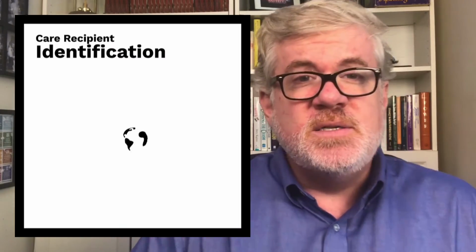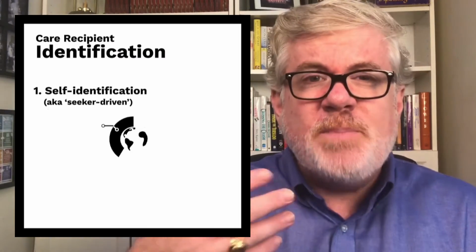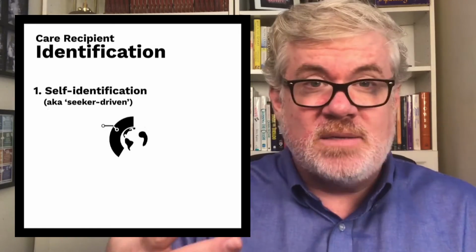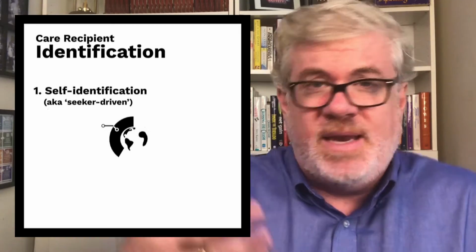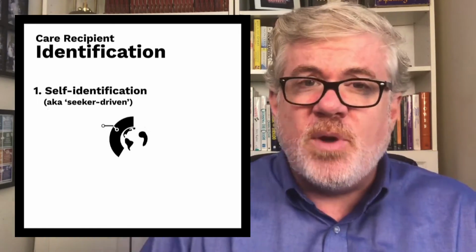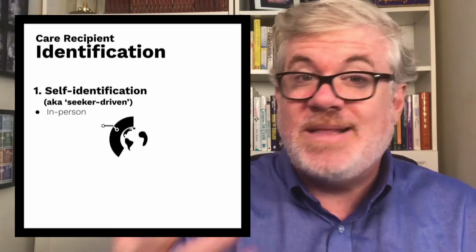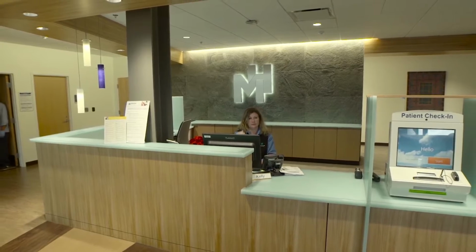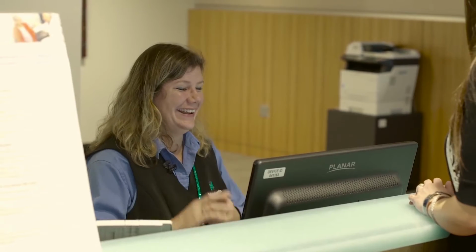Now, we've seen three broad answers, or vectors, to the question of how do people get into a program. The first is self-identification. These are people who have held up their hand and acknowledged that they have a social need that needs to be addressed. Now, some of the programs we've seen run in-person clinics, and individuals step up to a desk or a kiosk or an advocate of some kind to explain who they are and what they might need.